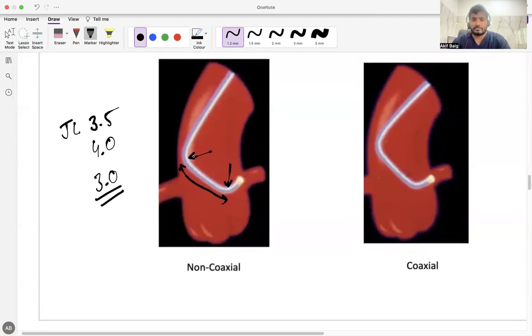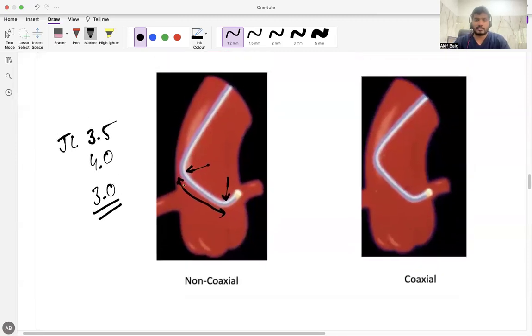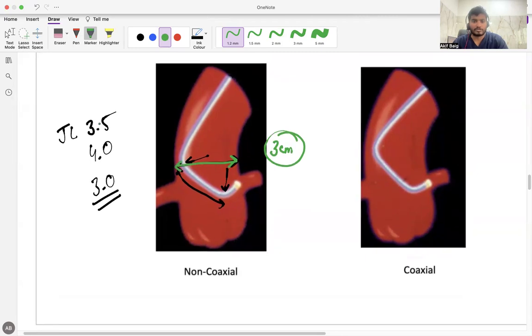So how can we calculate that pre-procedure? One important thing you can do is calculate the aortic root dimension. You can measure this dimension from here to here. Once you measure it, it will roughly give you an idea of what size you should select. Suppose this aortic root is 3 centimeters, then you can select based on that.